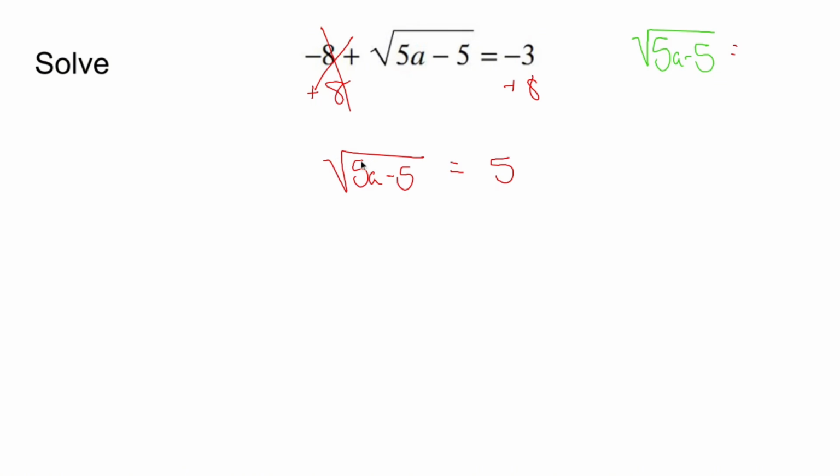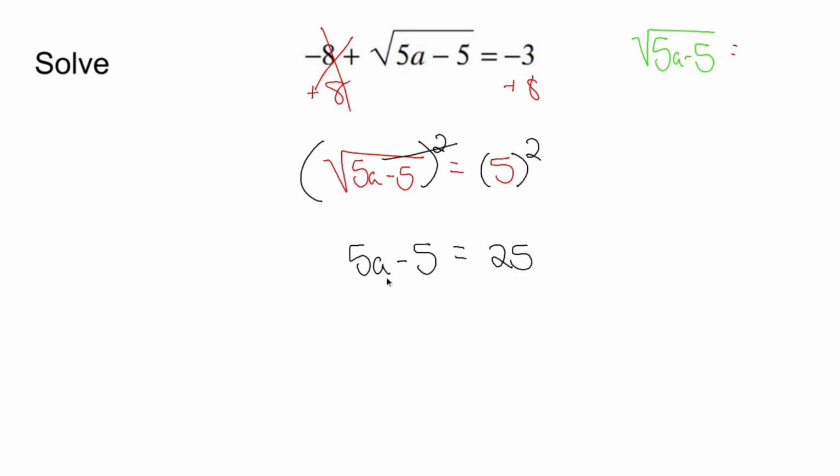How do we get rid of a square root? Well, the opposite, or rather the inverse of a square root, is a square. So what we do in order to get rid of the square root is we square it. And if I square the left, I also have to square the right. So the square and the square root cancel each other out, and 5a minus 5 drops down on the left. 5 squared, 5 times itself, is 25. And now we have a regular two-step equation.